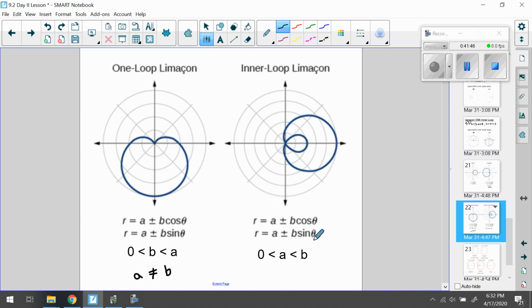And then over here, if we flip-flop and say that B is the larger one, that's going to create that inner loop. And again, A still can't be equal to B in this case. So if they're not equal to each other and B is the larger of the two, then it's going to create that inner loop. And this looks like a cosine problem. So cosine will either be over here or over here. And then the sine ones will either be up here or down below.